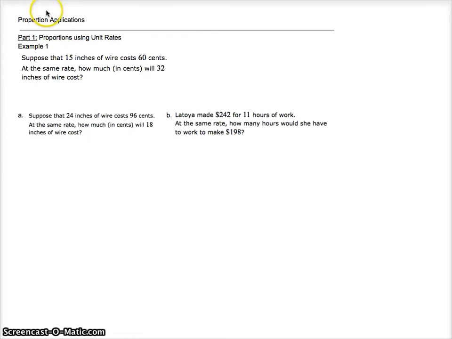Welcome to the series for proportional applications. The first one we'll look at is proportions using unit rates.